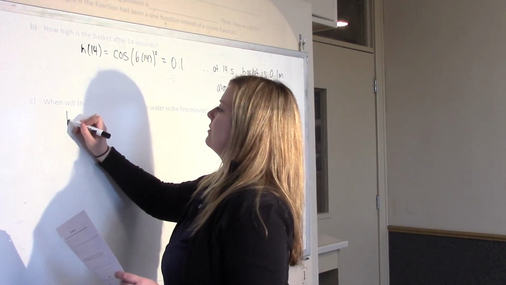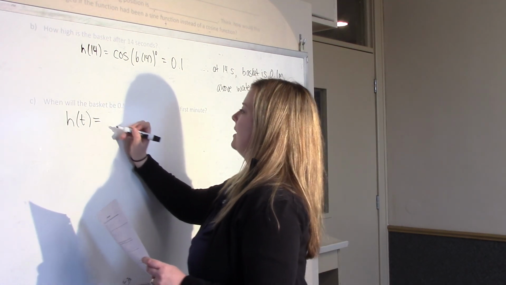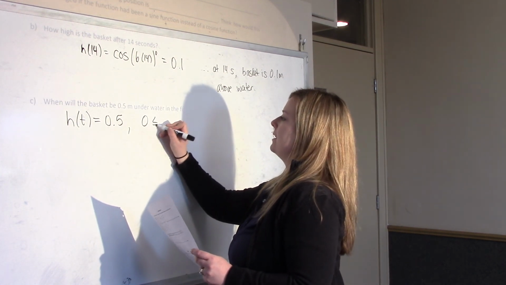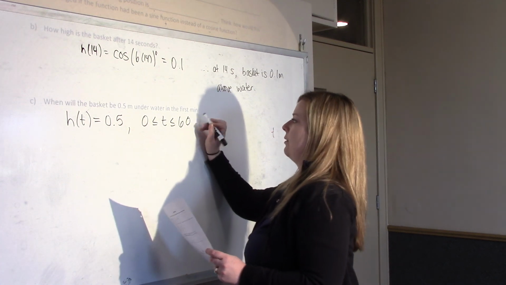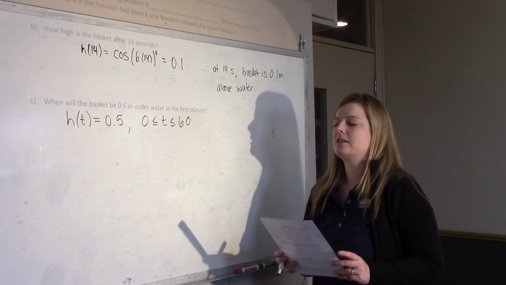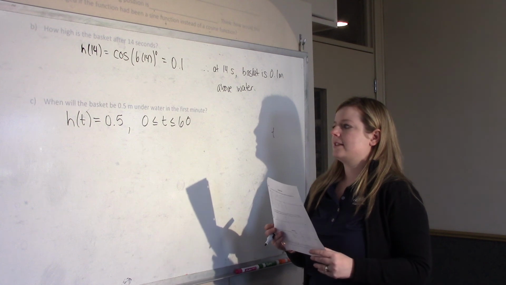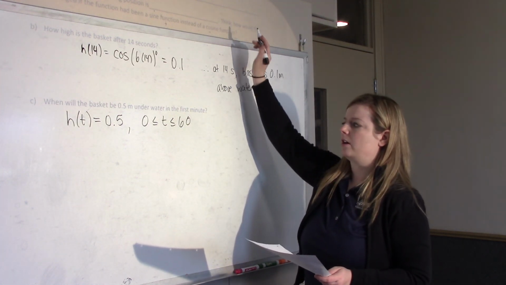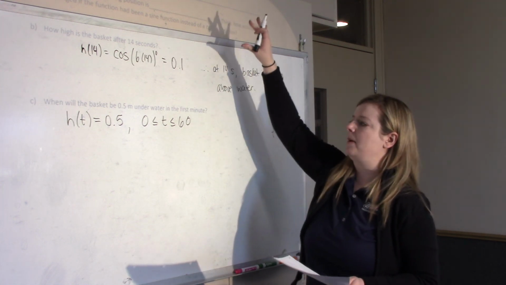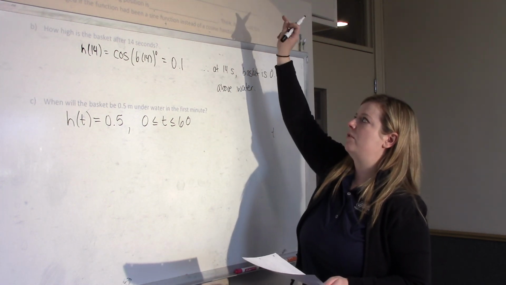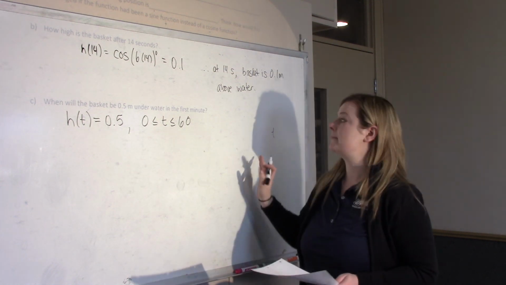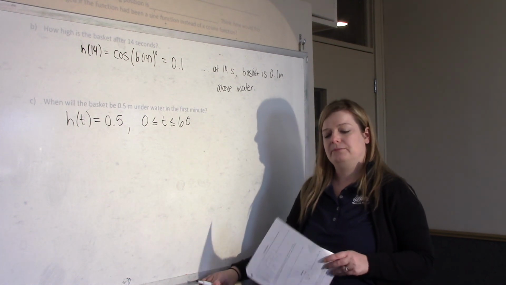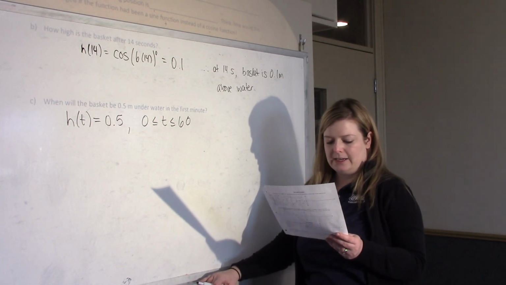So this is answering the question h at t equals 0.5 when t is between 0 and 60, because it's in terms of seconds, so we have to turn that minute into 60 seconds. So if you look back at the curve and you pick 0.5, you can trace over and see that there's two spots where we're 0.5 meters above the ground.